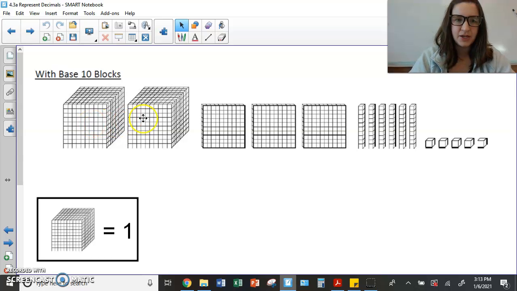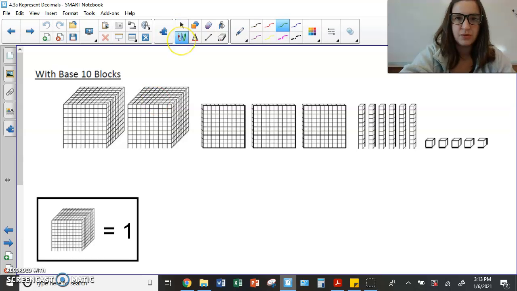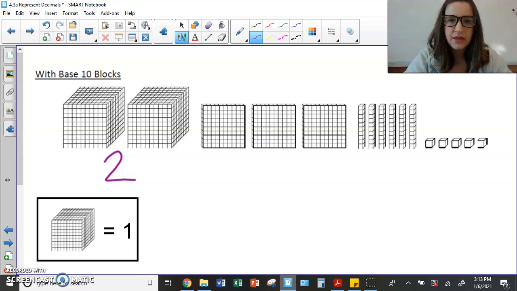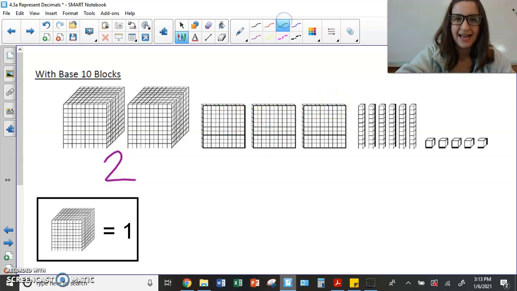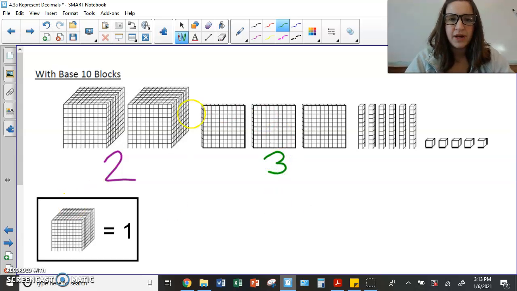So how many whole numbers are there right here? There are 1, 2. So this represents 2, right? There are 1, 2, 3 of these flat pieces right here. Well, I could fit 10 of these flat pieces inside of here. So this is 10 times smaller than the place here. So this actually represents my tenths place.